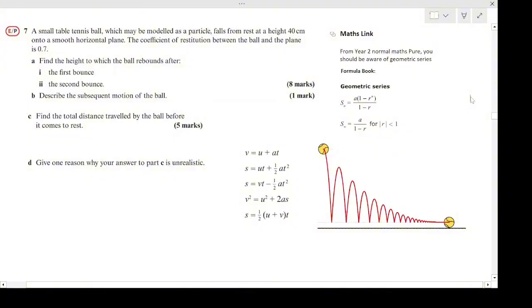Okay, so we've got this question here, and it's going to be a lot more involved, and so I've got additional information here for this question. Okay, but let's have a look at it.